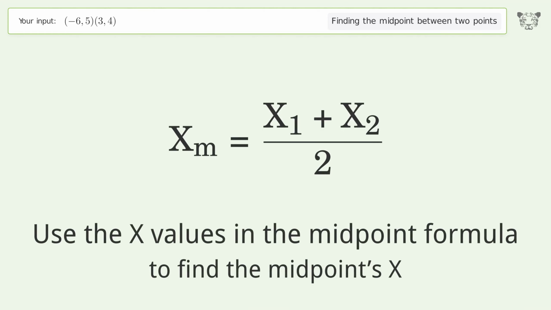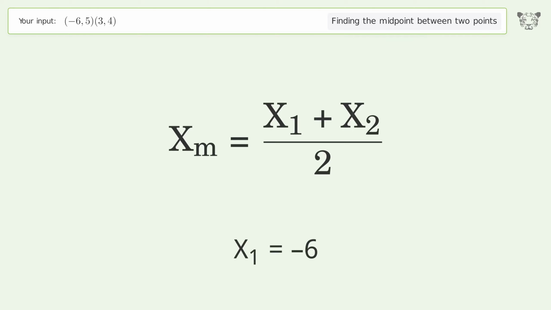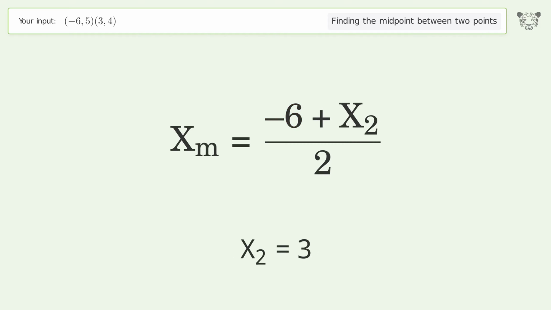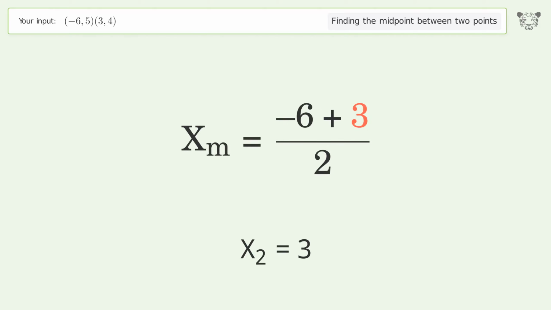Use the x values in the midpoint formula to find the midpoints x. x1 equals -6. x2 equals 3. Simplify the arithmetic.